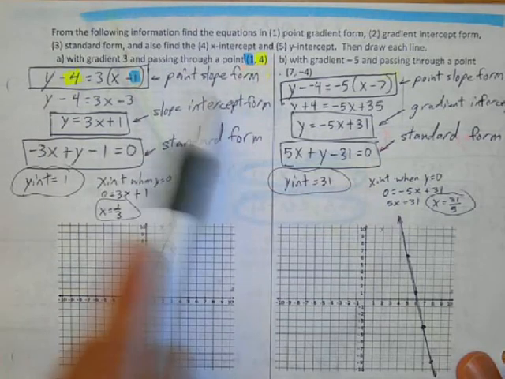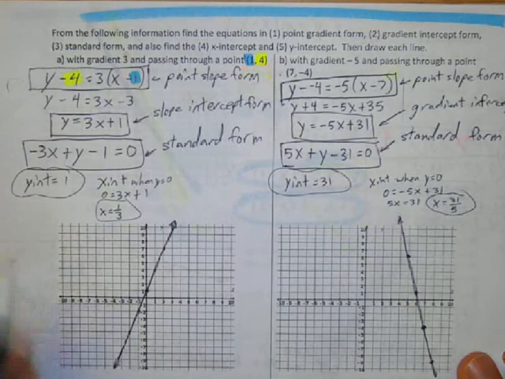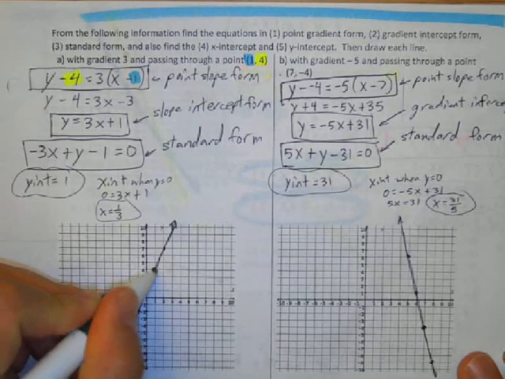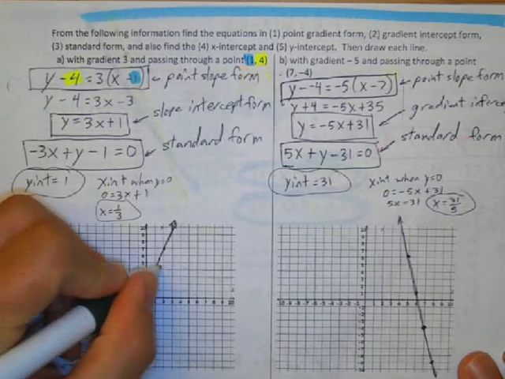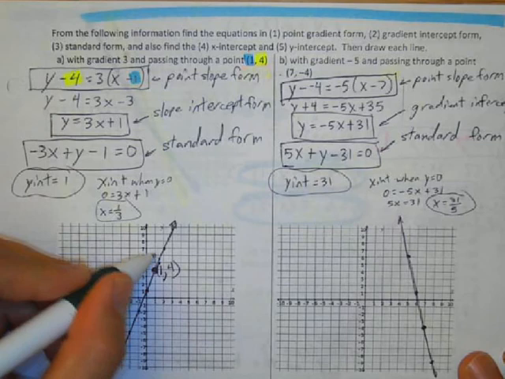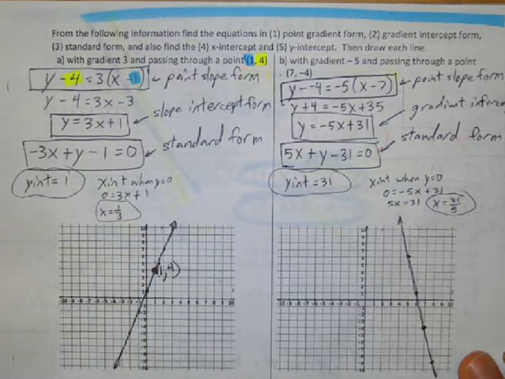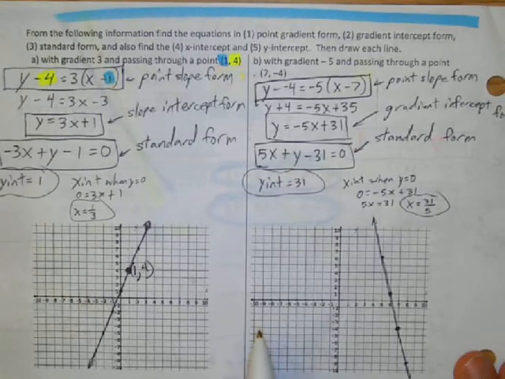If I want to graph this, I think the easiest thing to do is plot 1, 4, which is right there. And then if the slope is 3, that means I go up 3 over 1. Or I could go down 3 to the left 1, and then I drew my line. Okay, let's look at this other equation here.